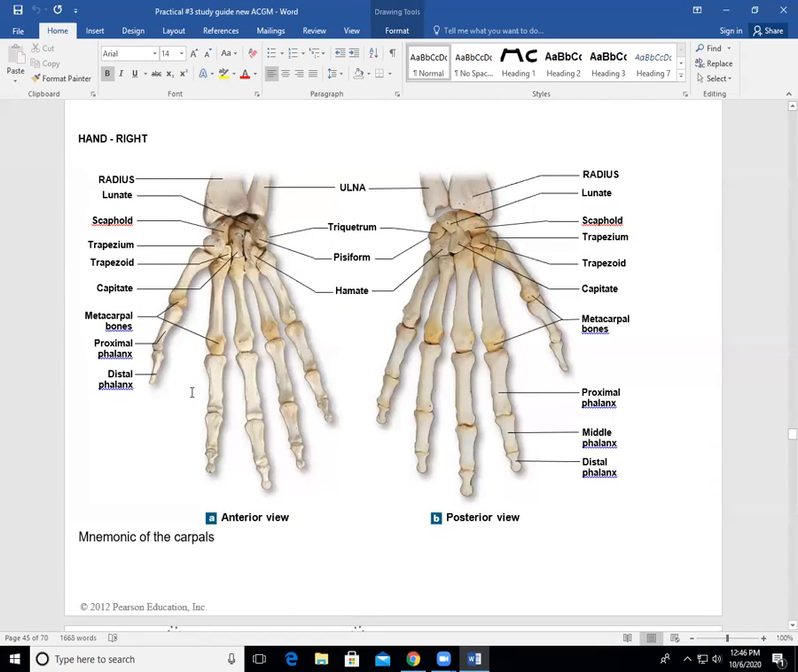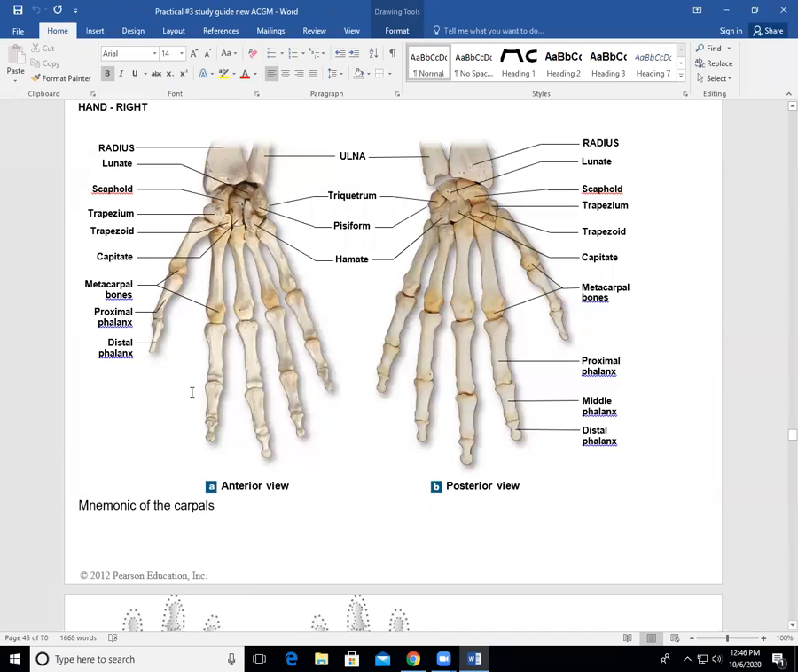All right. So let's talk about the hands and the wrists. So these are the bones of the wrists. I'm going to skip over to the phalanges and come back to the wrist.